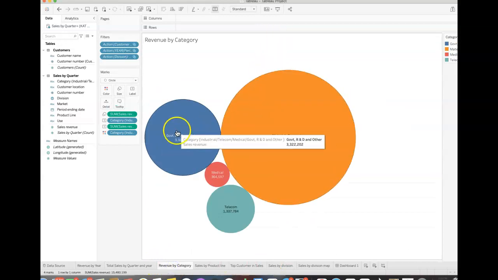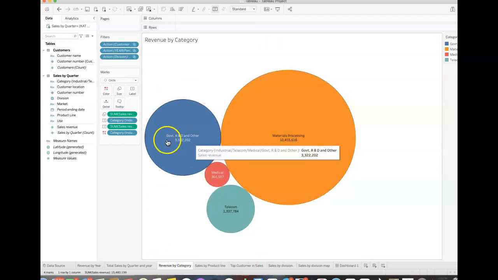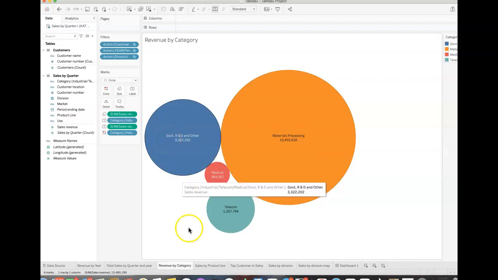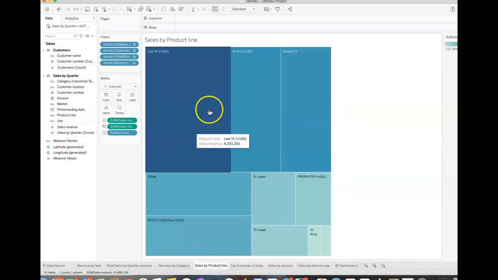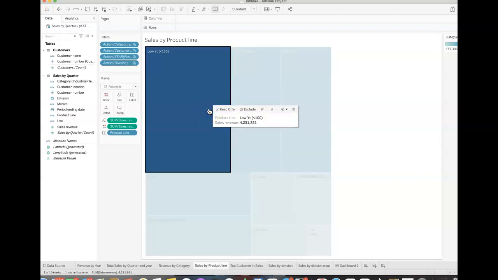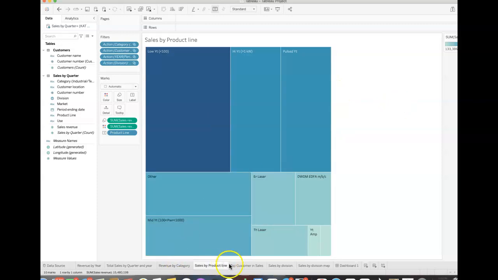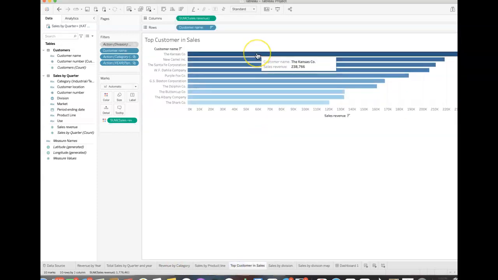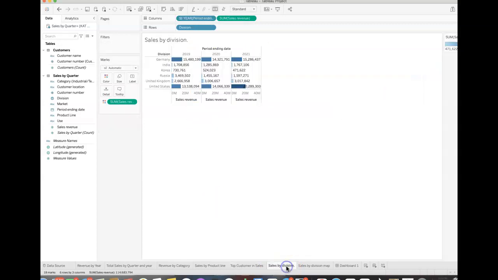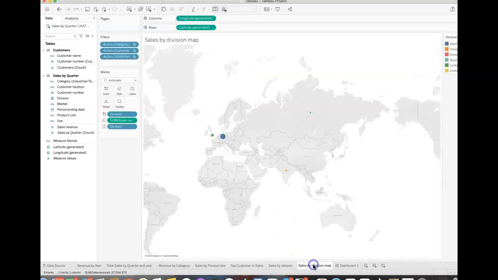Revenue by category. This one's just fun. It's very interactive. It's visually appealing. It's easy to read. Sales by product line. This box plot is so helpful. The bigger the box, the darker the color, the higher the amount of sales revenue for the product. Top customer and sales, darker the color, higher the revenue, the more successful the company, in short. Sales by division map shows specific revenues and specific companies for specific products.